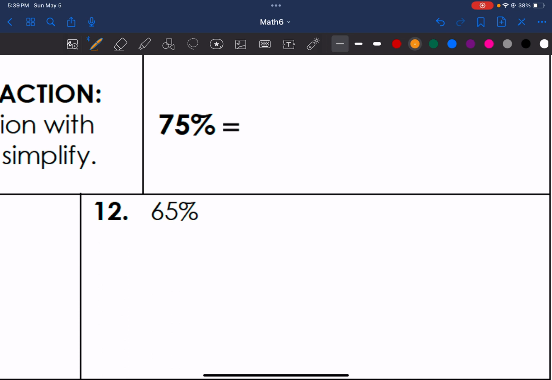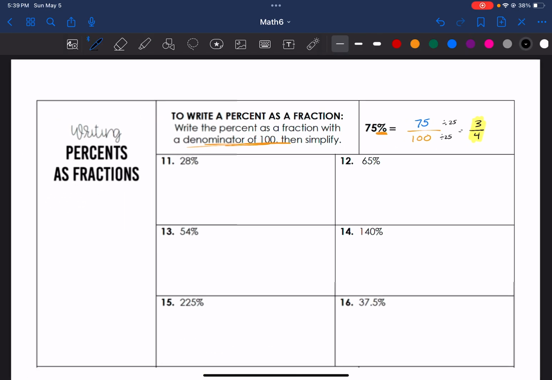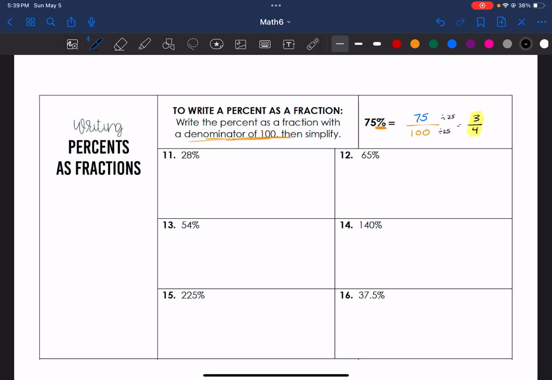So 75%, this percent symbol becomes over 100, and our number goes on top. Well, I can simplify this, right? Divide it down so that if I divide by 25, I get 3/4. So there's a lot of practice here with working with our fractions. I want you to continue with practice for this, but before you do that, let's do number 14.